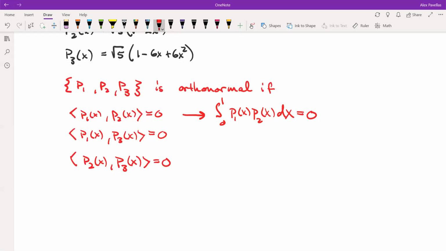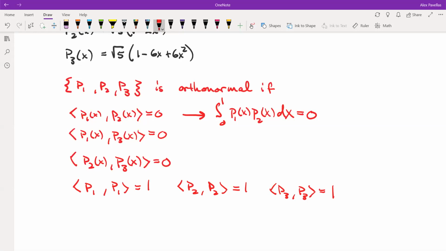And then also P1 with P1, that should give you 1. P2 with P2, that should give you 1. And then P3 with P3, that should also give you 1. So these conditions are why you end up with these square roots and stuff there. If you just insisted on it being orthogonal, you can still recover a lot of these properties.